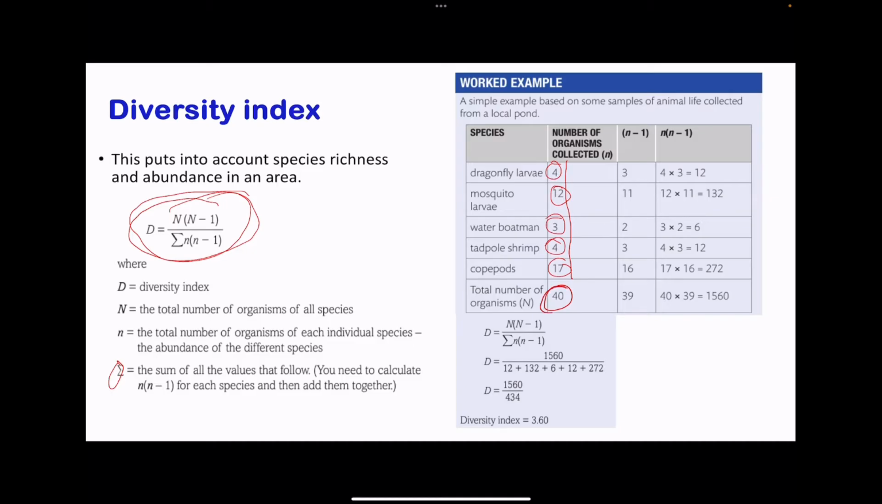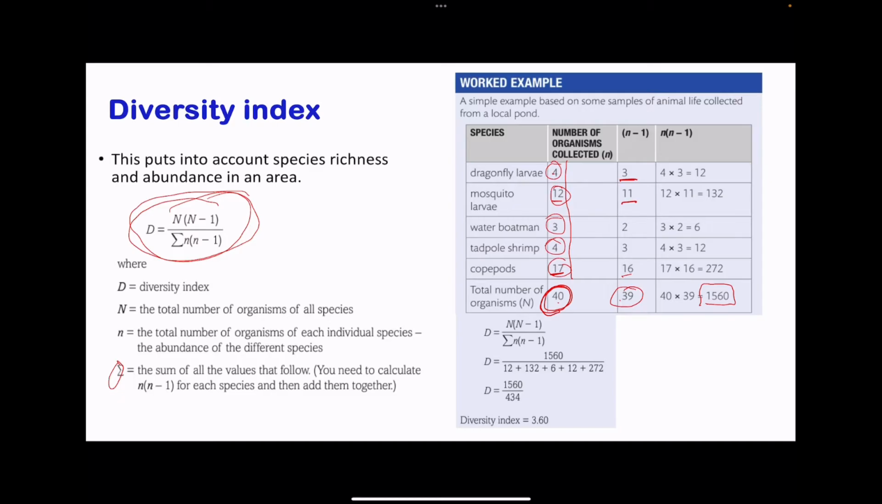Since we already know this is going to be the total of all the numbers of organisms, it's going to be 40. So capital N minus 1 is going to be 39. And therefore, capital N into capital N minus 1 is 40 times 39, giving us that value 1560. Then to generate data for n minus 1, it's going to be 4 minus 1, giving us 3, 12 minus 1 giving us 11, and so on until 17 minus 1 giving us 16.